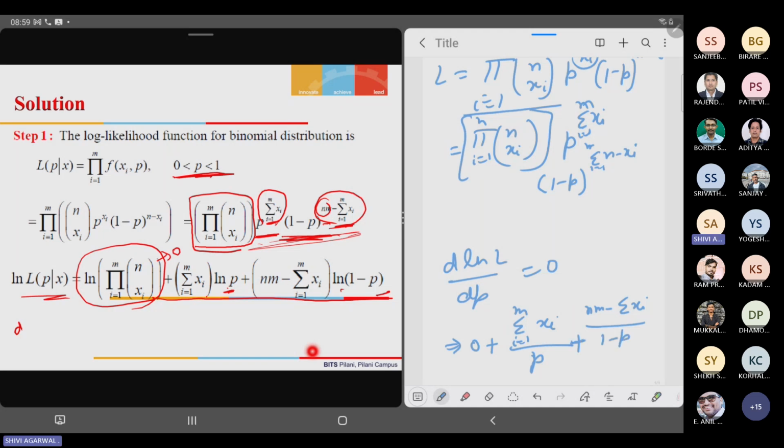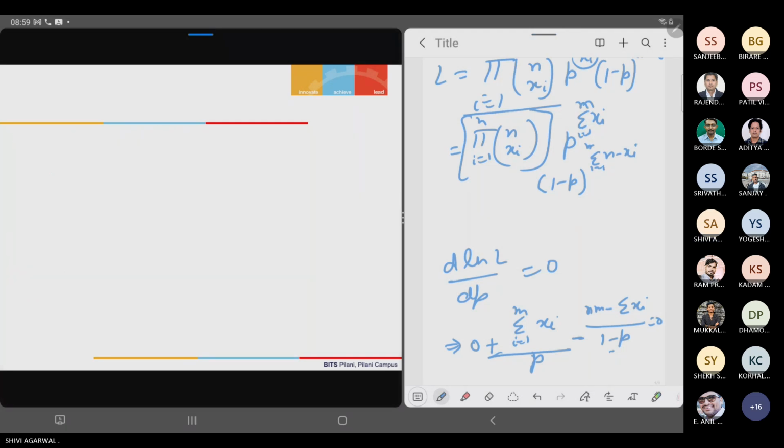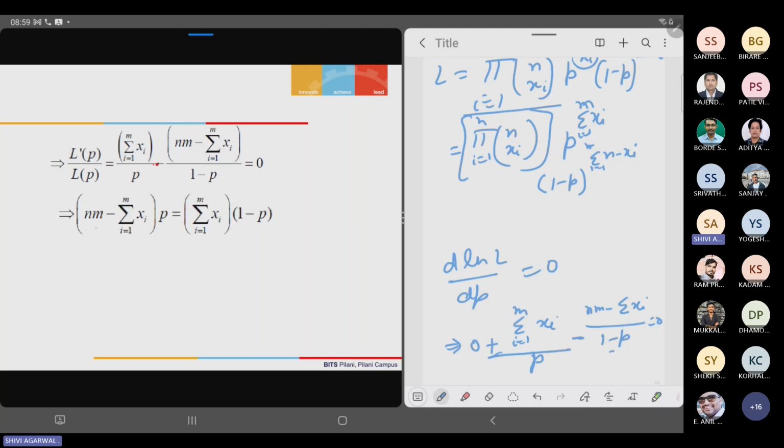Okay, and because it is minus p, that's why this will become minus here, and put it equal to 0. Okay, the term is coming here. Okay, put it equal to 0. So nm minus summation of xi, we can just take like this.